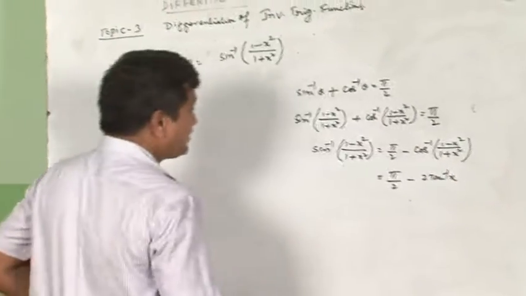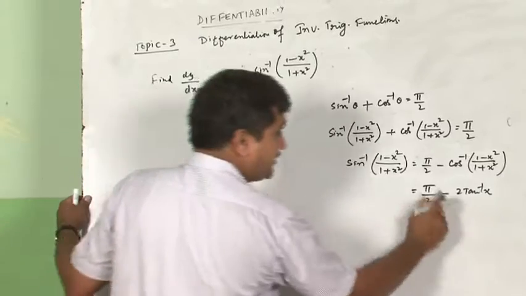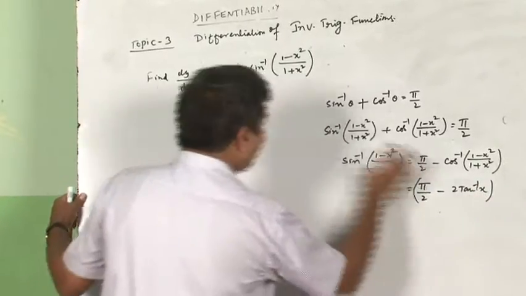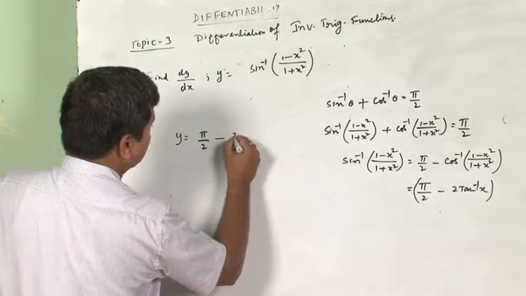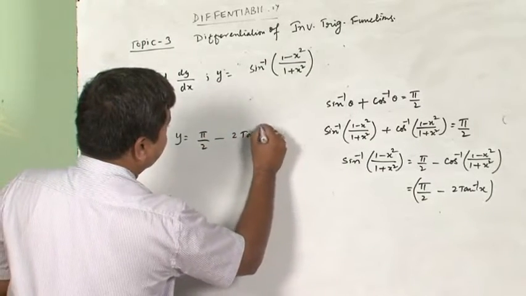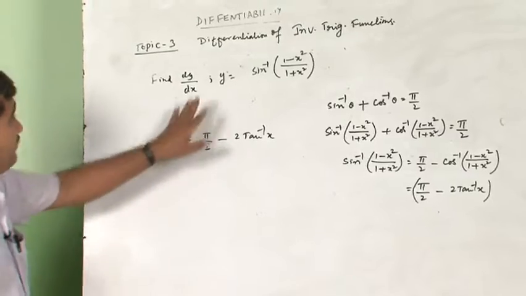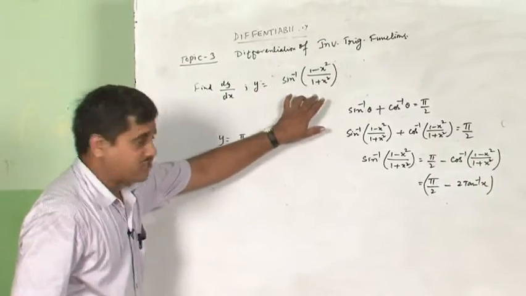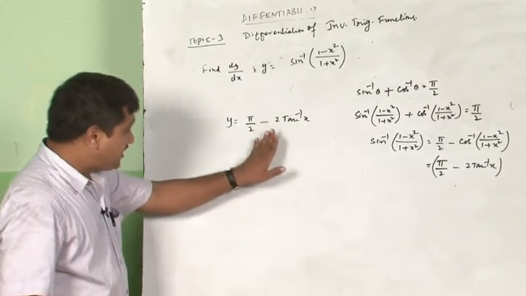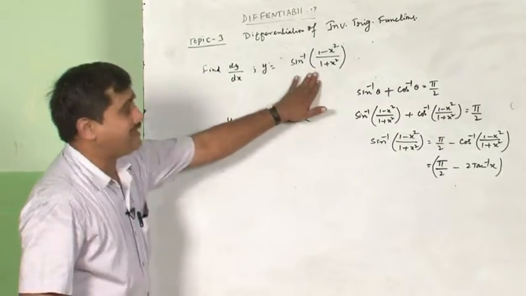Interestingly, this problem was the previous problem, which has the substitution 2 tan inverse x. It means you can replace this by this equivalent structure. Look at it now, it is going to be y is equal to pi by 2 minus 2 tan inverse x. It means if I want to find dy by dx, instead of directly differentiating this function, I would rather prefer differentiating this because this is much easier than this.